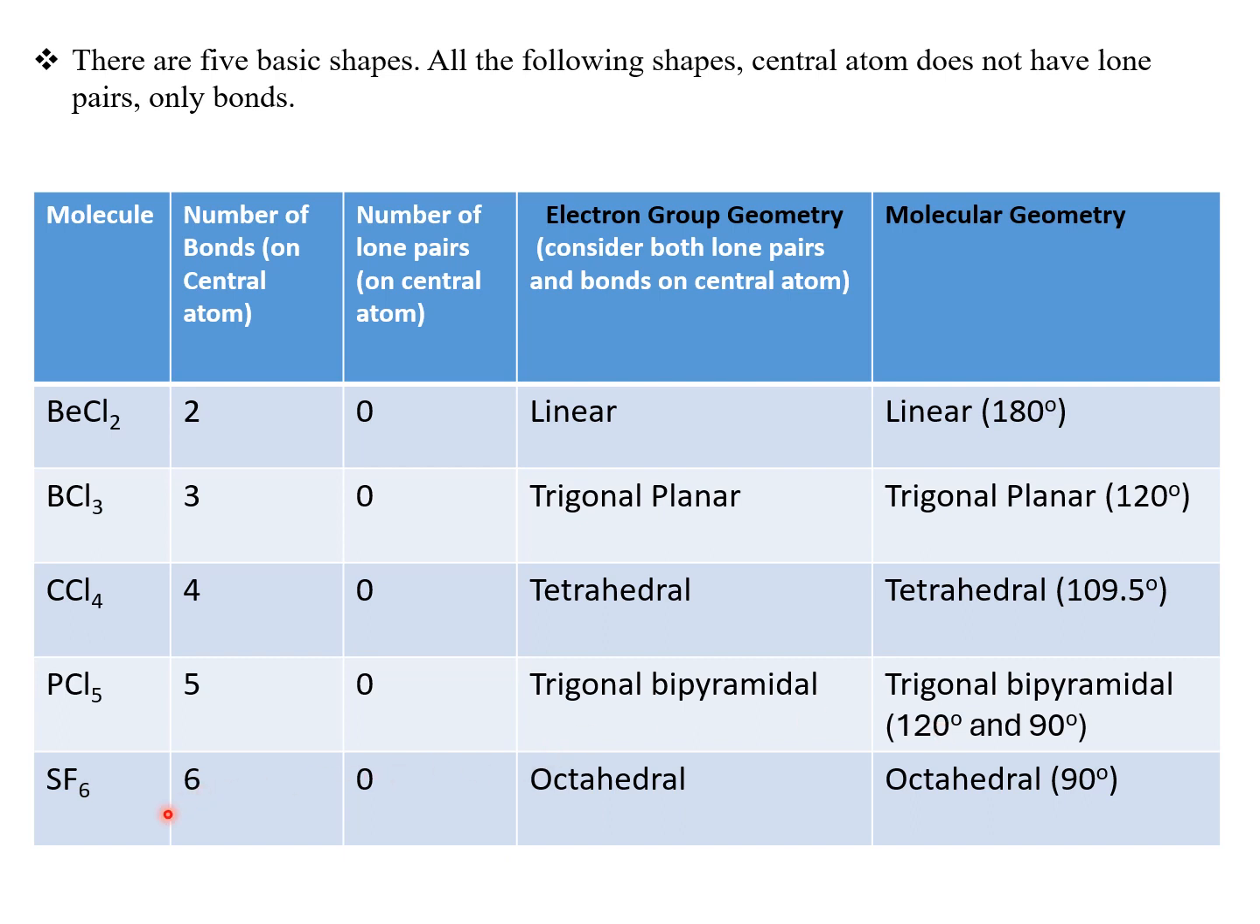The next basic shape is octahedral. Octahedral means there are six groups attached to the central atom. Example SF6. Sulfur is the central atom. If you draw the Lewis structure, you can clearly see there are six fluorine atoms attached to sulfur, but no lone pairs. So in electron group and molecular geometry, we call both octahedral. Now these five basic shapes have zero lone pairs on the central atom. Let's see what the other additional shapes with lone pairs are.